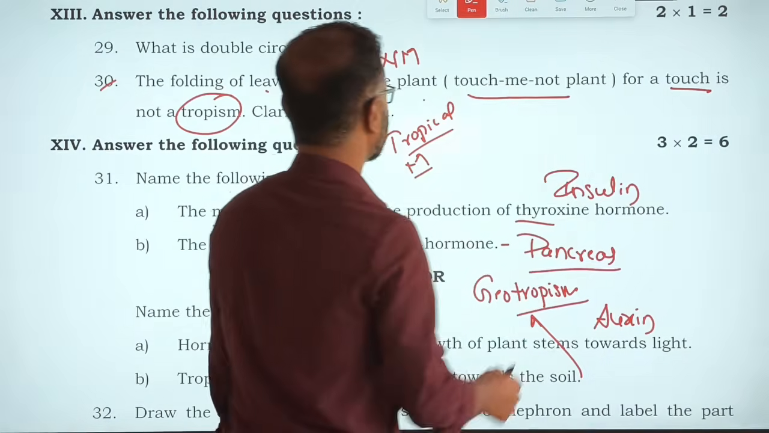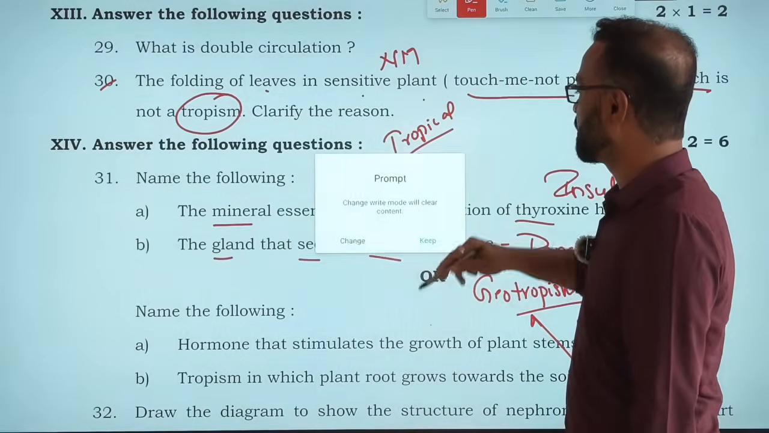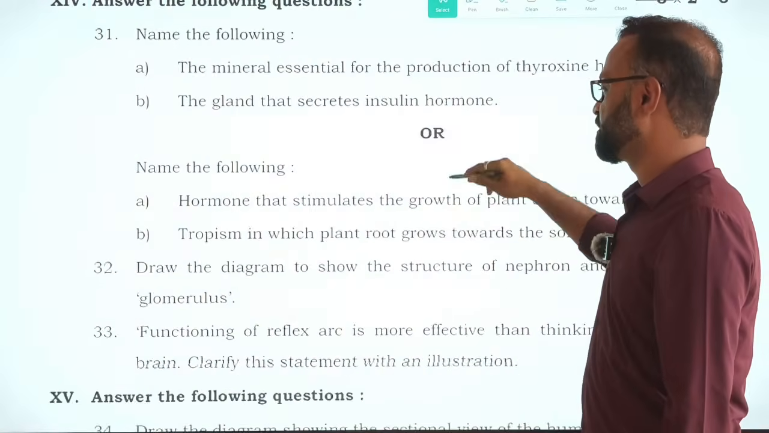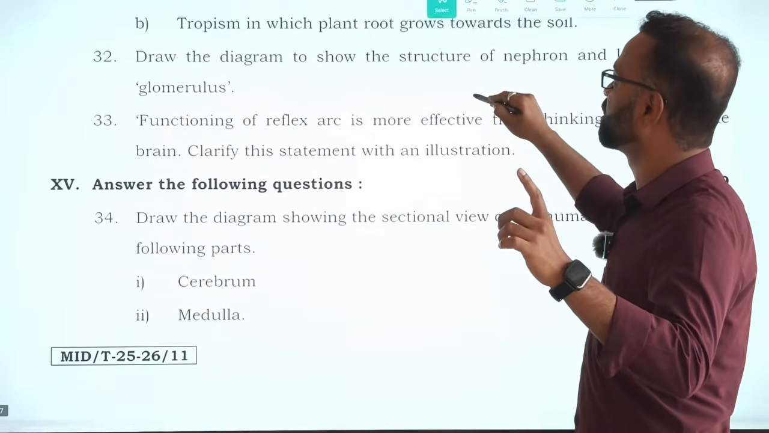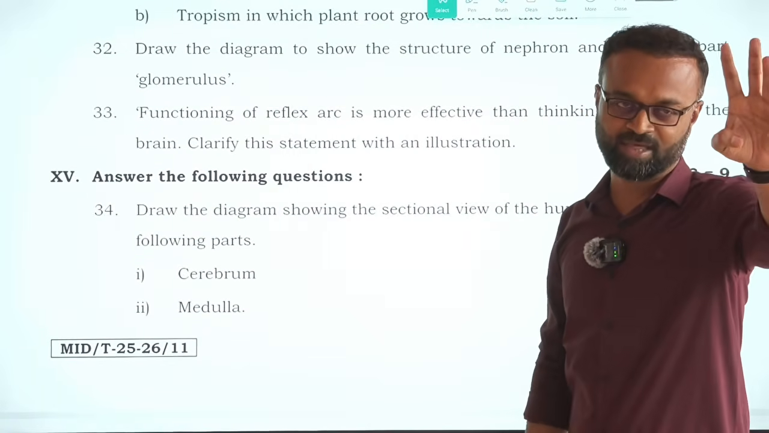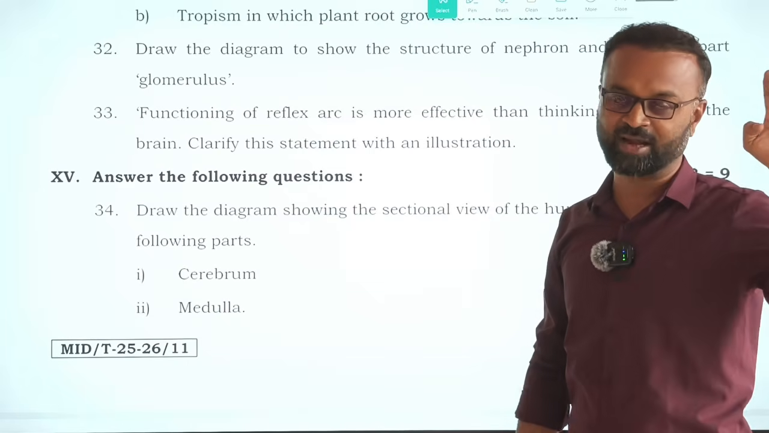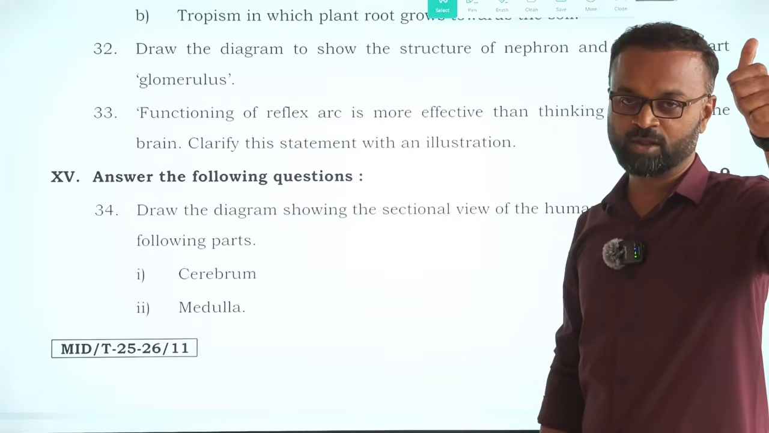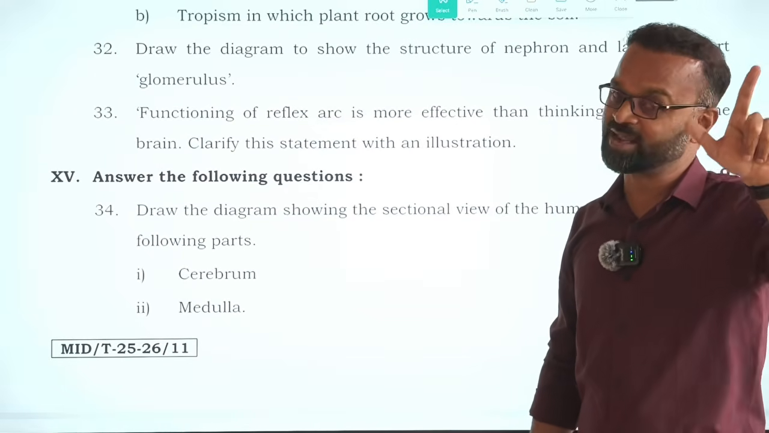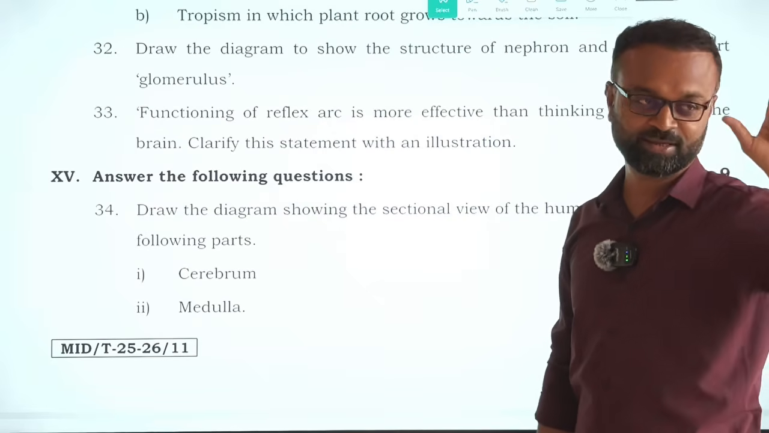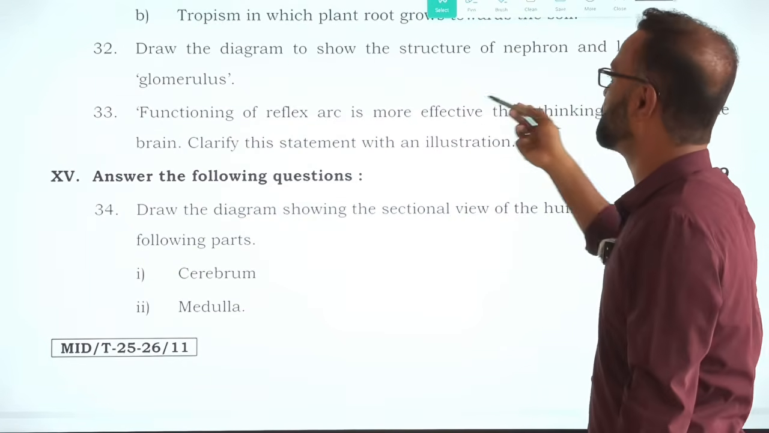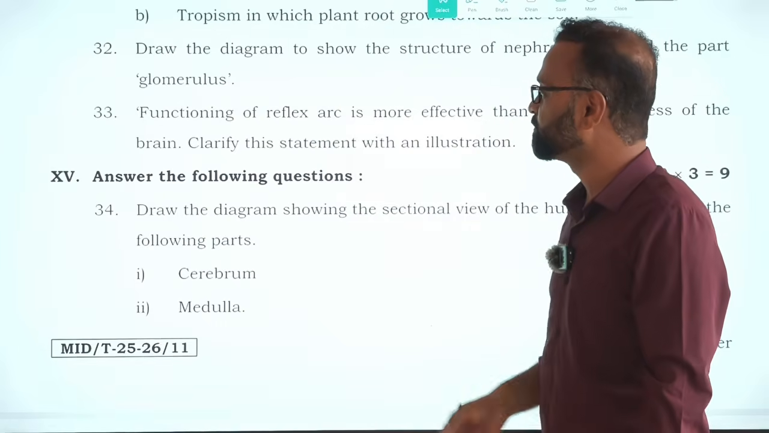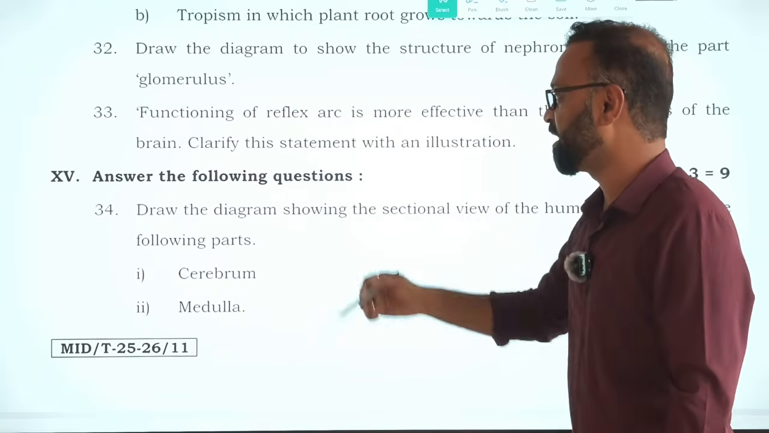Yes. Very nice question paper they have prepared. Now, I told you while making the most expected 30 questions that 3 diagrams are very important. I didn't tell the heart. Apart from the heart, I told nephron, brain and stomata. Stomata is not there, but these 2 diagrams they ask. See here. The diagram to show the structure of the nephron and label only the glomerulus. Very simple. Okay. And here the brain diagram.